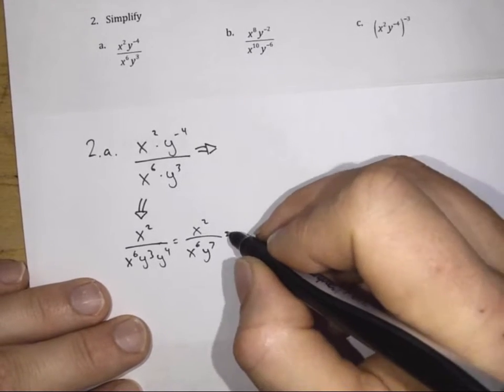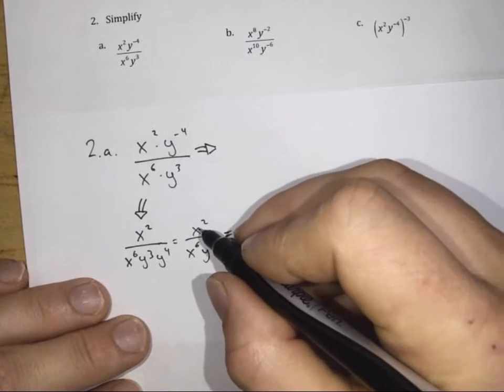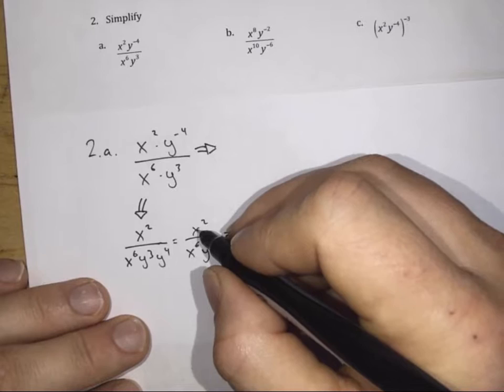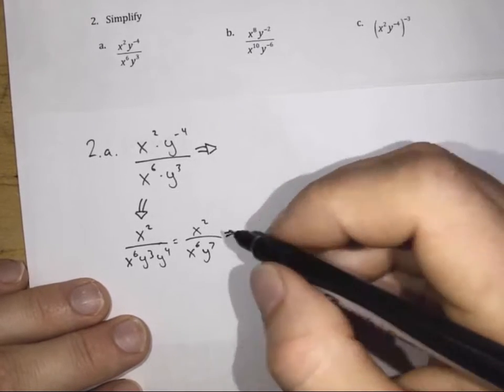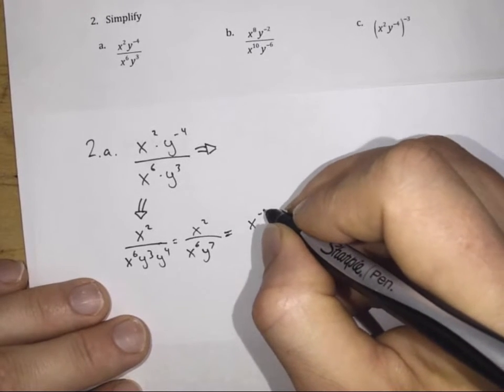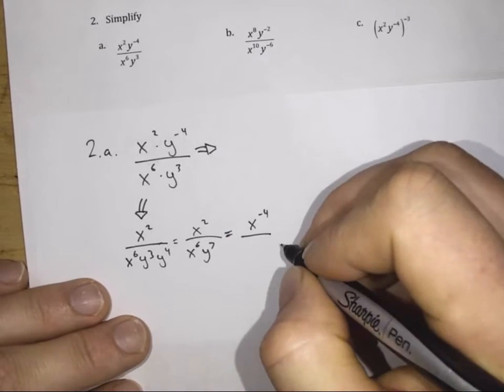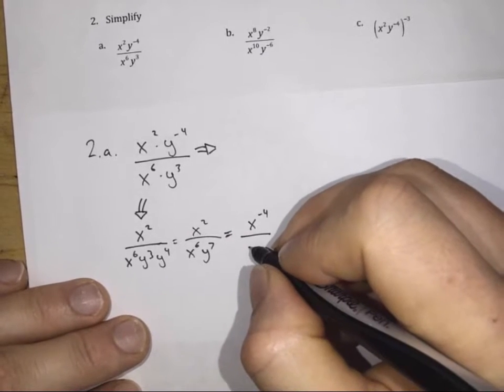Sorry, I'm just trying to think about which is the best way to go here. There's a few different ways I'm seeing. I'm going to actually subtract these two. I'm going to divide these, which means I'm going to subtract their exponents. I should get x to the power of negative 4. The answer to any of those division questions always ends up on the top of the fraction.